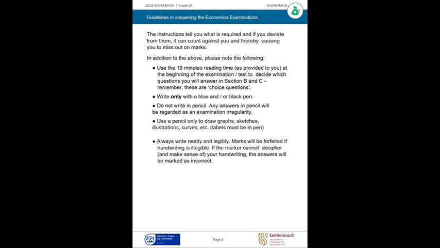Use the 10 minutes reading time as provided to you at the beginning of the examination or test to decide which questions you will answer in section B and C. Remember, these are choice questions. I just say to you now, there are choices available. So section A is compulsory. Everybody has to answer that. But in section B and section C, there are choice questions, right?